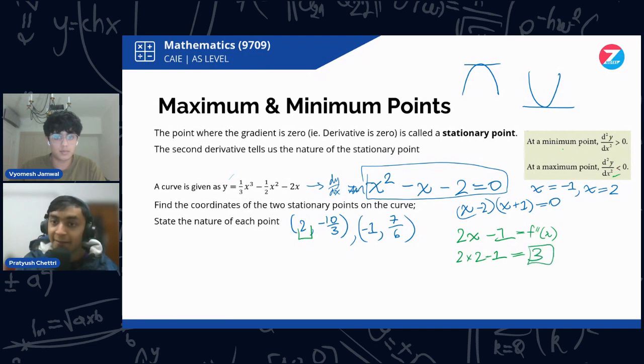And this is a key point right here in this green box. If your second derivative is greater than 0, it's a minimum point. If it's less than 0, it's a maximum point. They're kind of flipped. Try to remember this because this is really important.